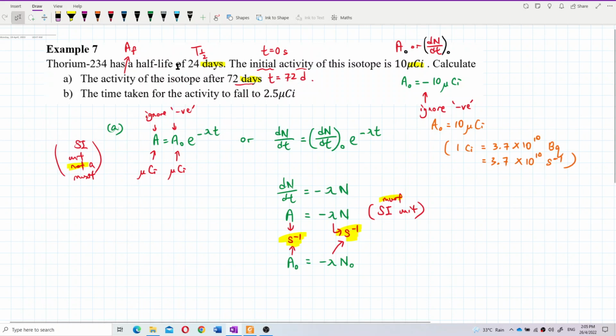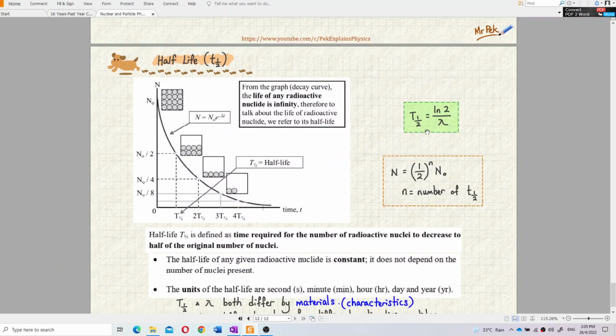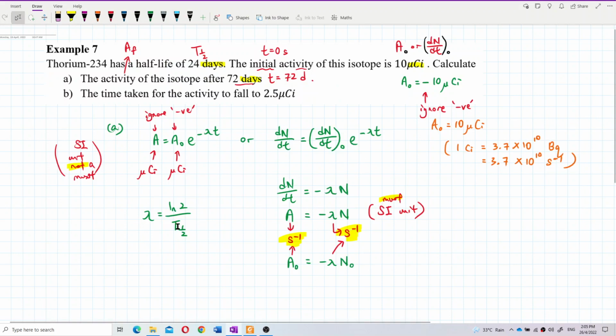So for our lambda, my half-life is 24 days. According to the equations, lambda equal to ln 2 over half-life. That's the formula, isn't it? My formula for lambda is ln 2 over half-life. So it's given that my half-life is in days, so my lambda here is in units of per day. Understand? It's per day.